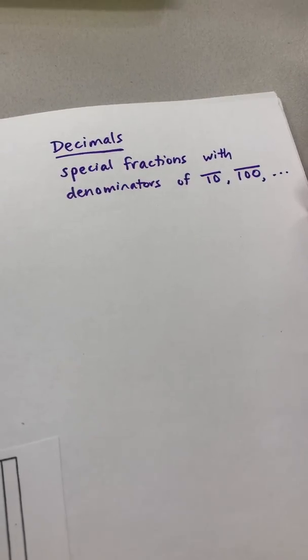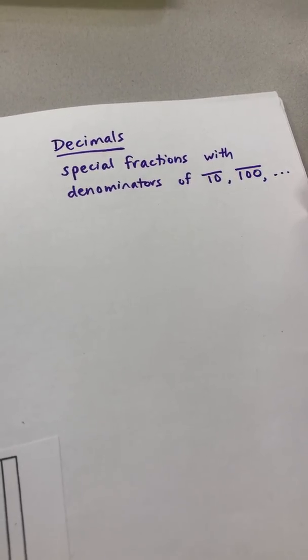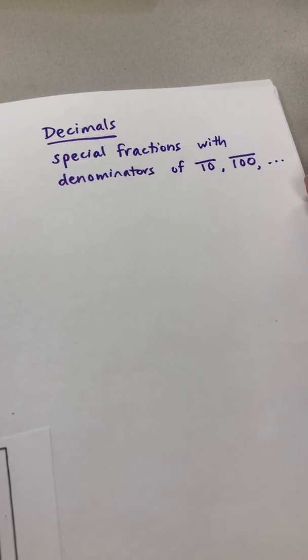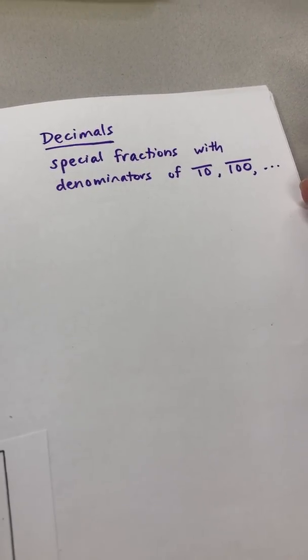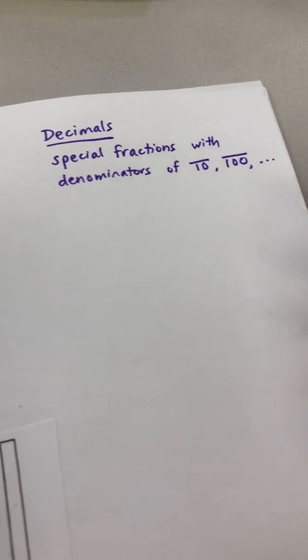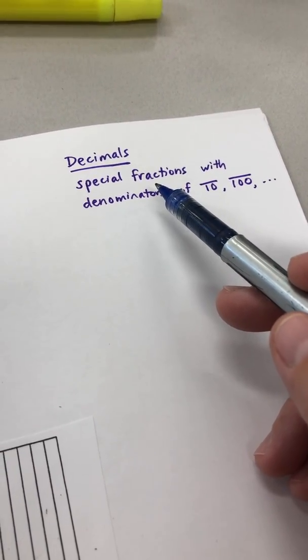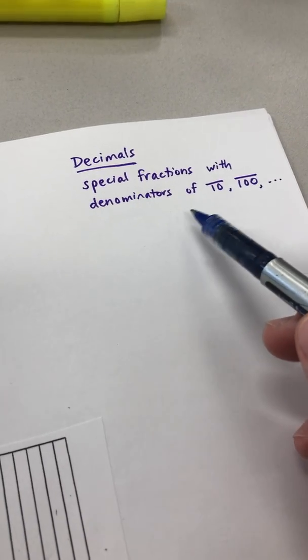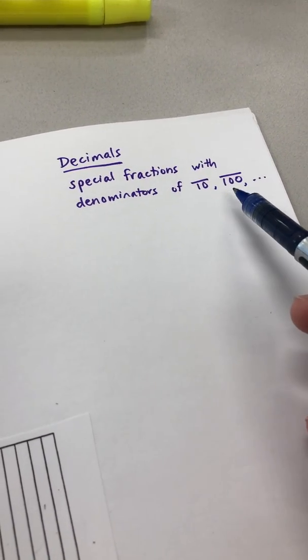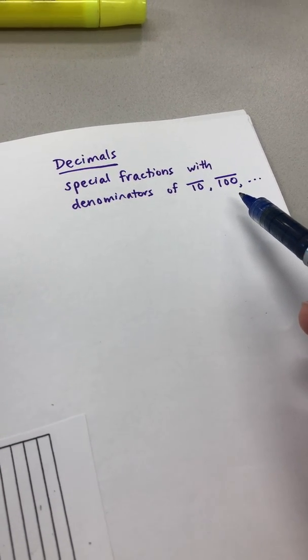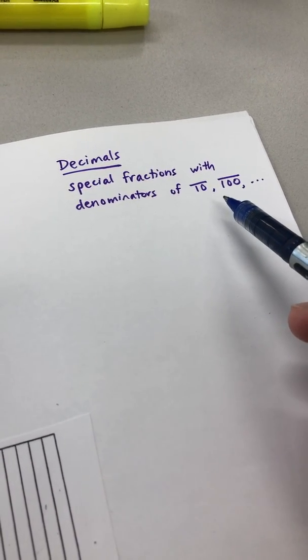Decimals is one of my favorite units because it's neat to see kids take something that is so much related to fractions and just extend their understanding of stuff they've already done, because most students don't recognize decimals as being an extension of fractions, but it really is. So we're going to start off with an understanding that decimals really are just fractions. They're just written differently, and they're fractions that have special denominators of tenths and hundredths. Also thousands and 10,000s and 100,000s, but for our purposes in fourth grade, we're going to stick to tenths and hundredths.